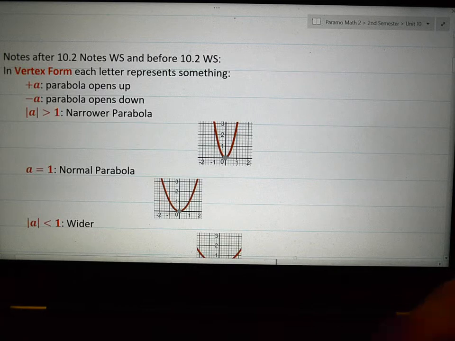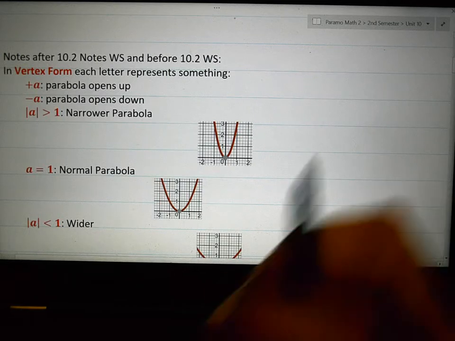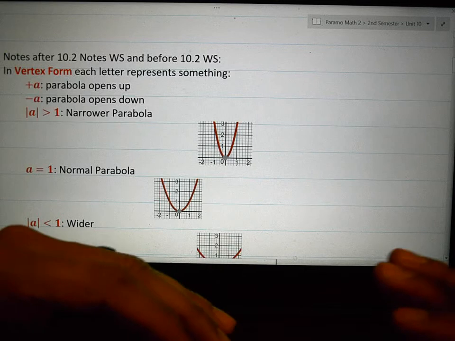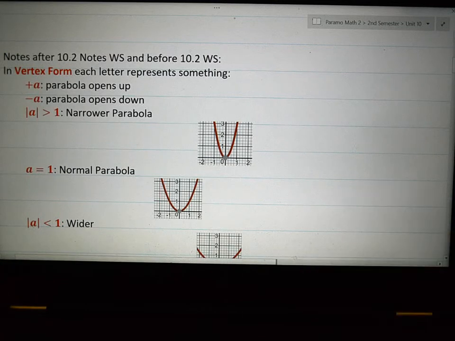The worksheet that I just passed out to you, worksheet 10.2, the homework for worksheet 10.2, it assumes that you don't need Desmos anymore. So if you feel like you need extra work, or if you still need to use Desmos, feel free to use Desmos.